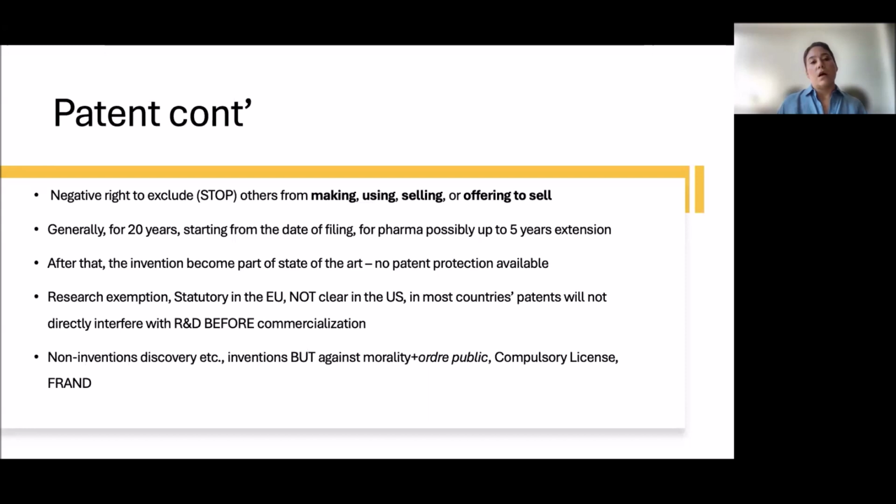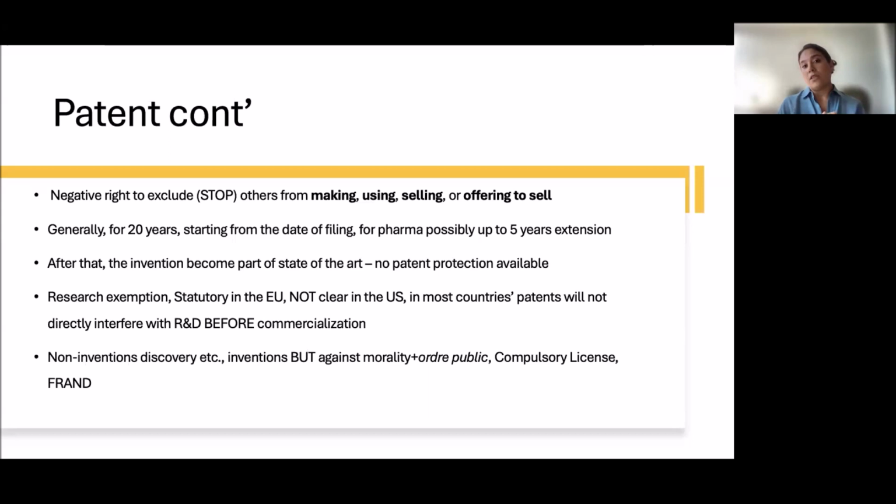And the protection starts from the date of filing. This is really important because sometimes infringement takes place before the grant, between the filing and the grant. So the right holder, the patent holder, still could file infringement cases, and the time is ticking from the date of application, the filing date.